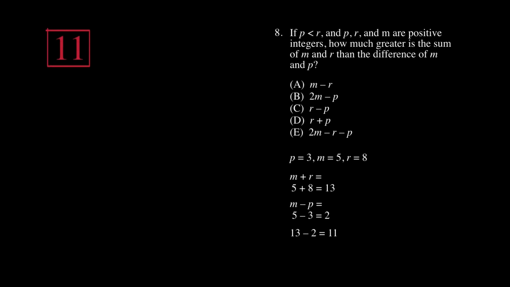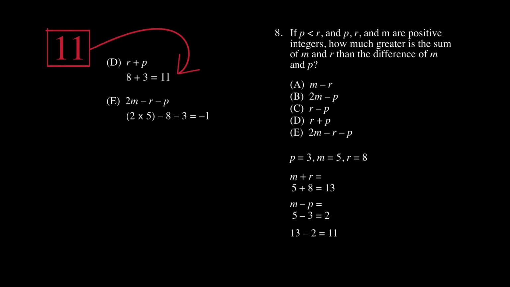We just need to try D and E. So 8 plus 3 equals 11. That works. But when we look at E, 2 times 5 minus 8 minus 3, that's equal to -1, not 11. So you know D is the right answer.